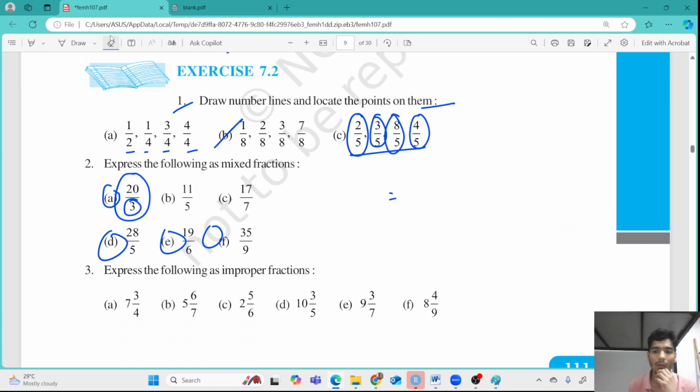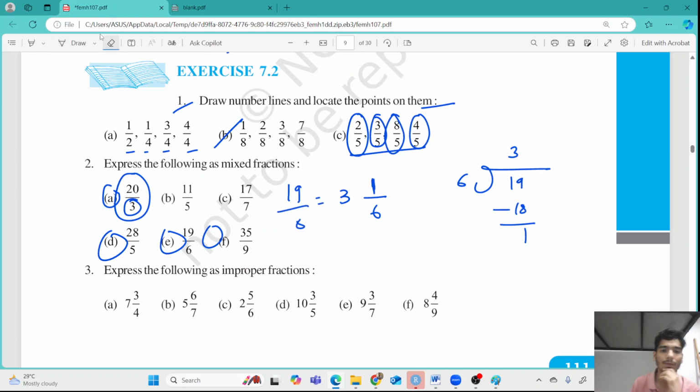The next question we are having is 19/6. So 19 will come inside, 6 will come outside. 6 1 is 6, 6 2 is 12, 6 3 is 18. 1 is left. So in this case, 6 will come as denominator, multiplying by 3, and 1 remainder will come on the top. So 19/6 can be written as 3 1/6.